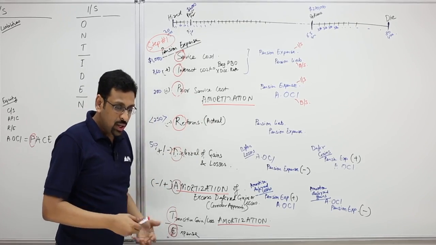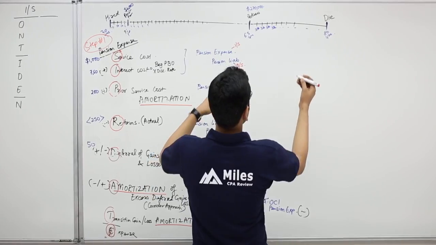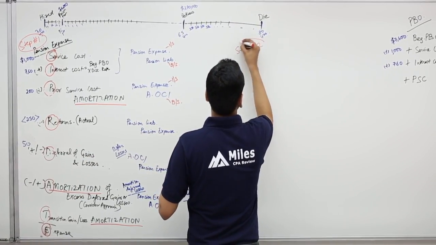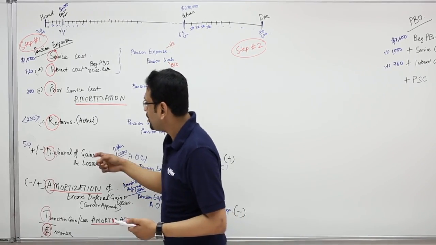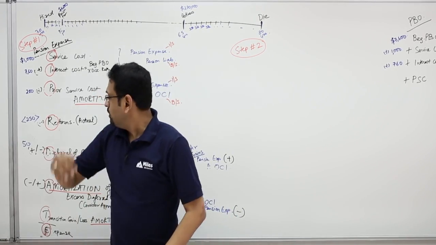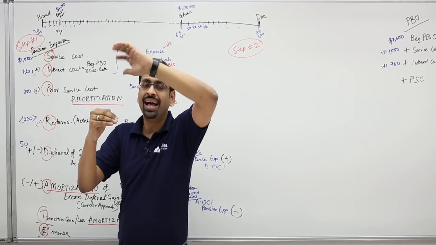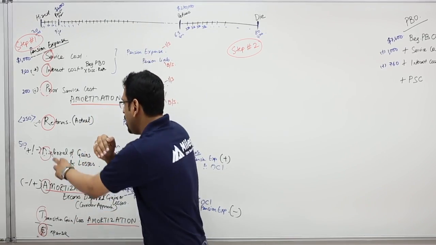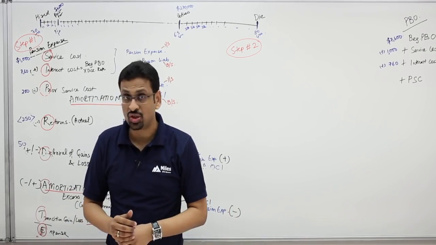Now, let's look at step number two. Now, we had deferral of gains and losses here. Let's say this was expected: if the actual returns are more than expected, that's deferral of gain. If the actual returns are less than expected, that's deferral of loss. So, this was about returns on our plan assets.